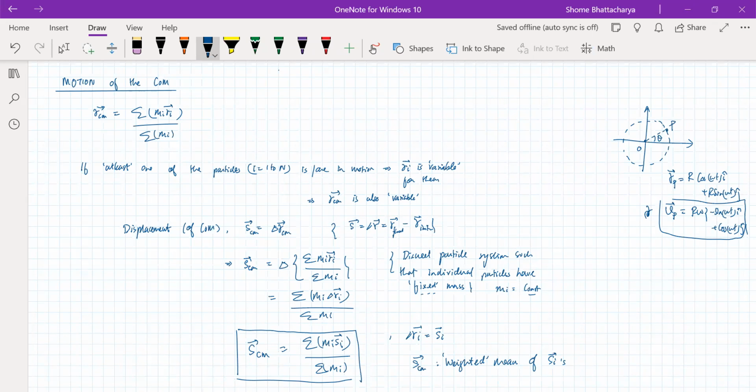Now from this you can see that the velocity of the origin with respect to that person will become minus of this. So this is 0. Okay. So it is minus of Vp. So it is just like a circular motion with the reverse angular speed, angular velocity.